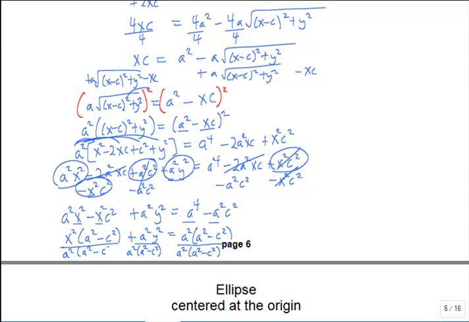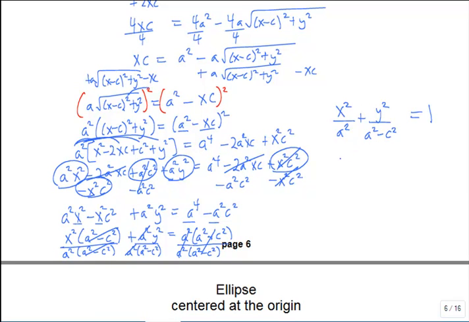And what that's going to leave me with on the right side is, since these are both being divided out, you're just going to have a 1 on the right side. For this x squared term, these guys cancel out, so we're left with x squared over a squared. And for the y squared term, the a squareds cancel out, leaving us with y squared over this a squared minus c squared. Alright, we're just about done.